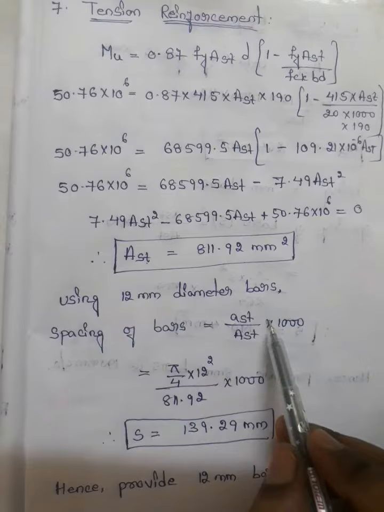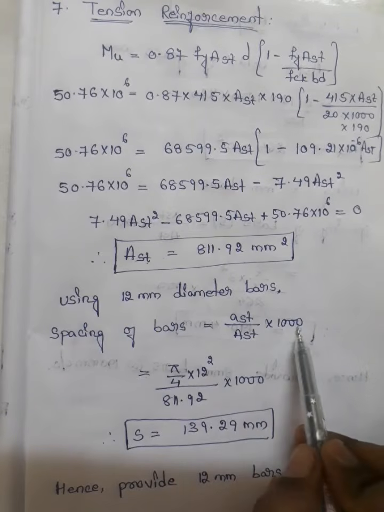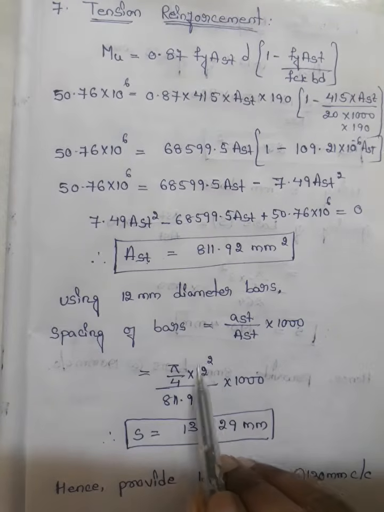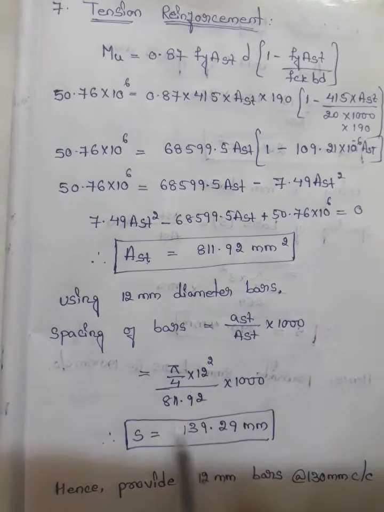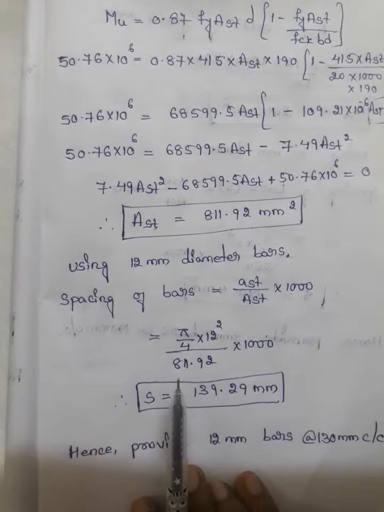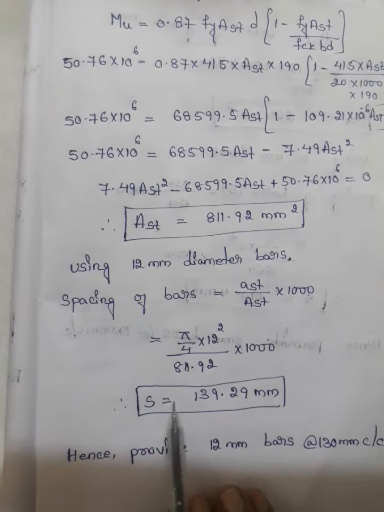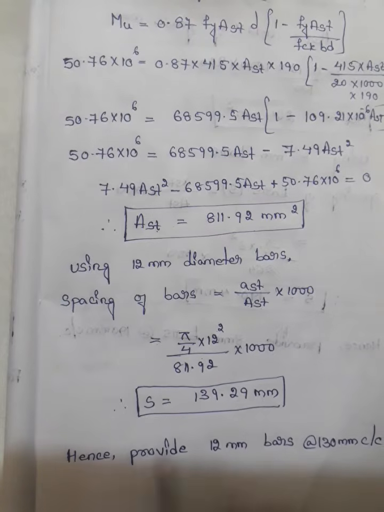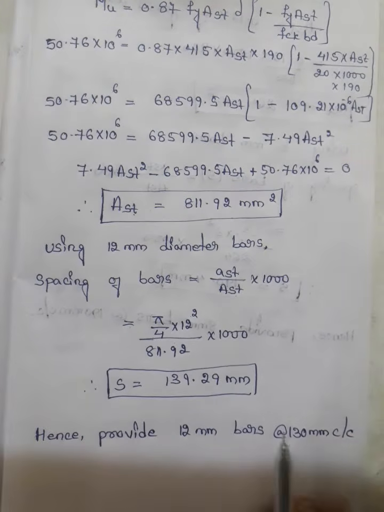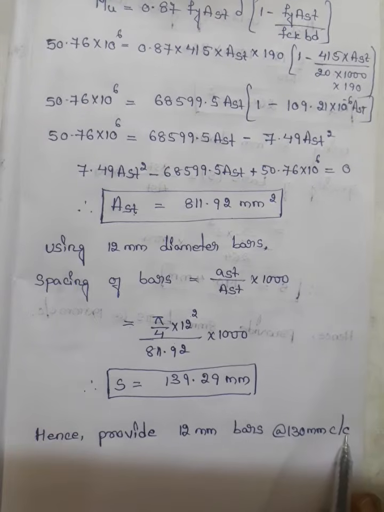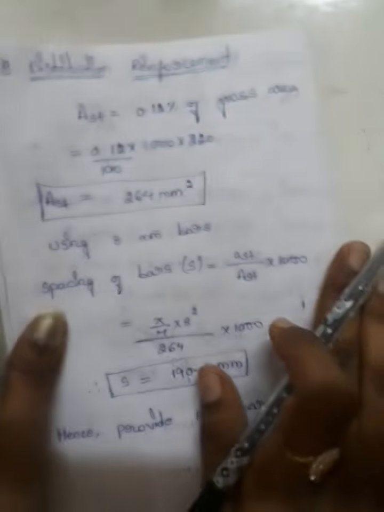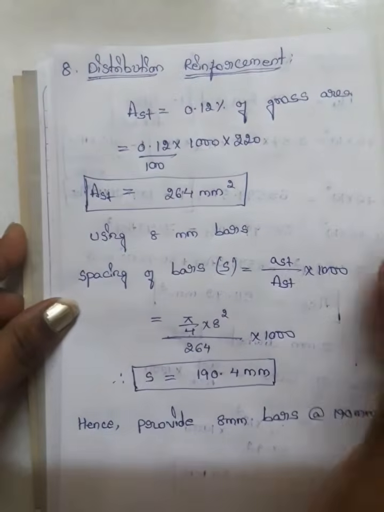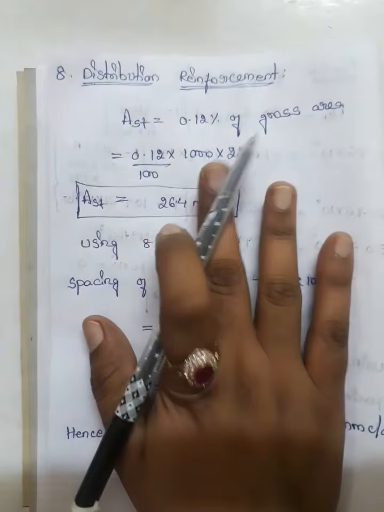Assuming 12 mm diameter bars, the spacing of bars should be calculated. Spacing of bars is equal to small ast by capital AST into 1000. Small ast is pi d square by 4, and d you already know, 12 mm. Substitute that, AST also you know, and you will get the spacing of bars for tension reinforcement. So S is equal to 139.29 mm. Hence provide 12 mm bars at 130 mm center to center. So this is the tension reinforcement. Now we'll see how to provide the distribution reinforcement and the center to center spacing of the bars. This is the last step.